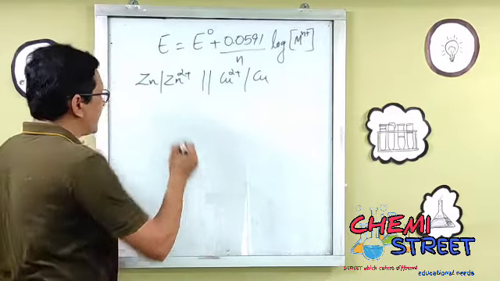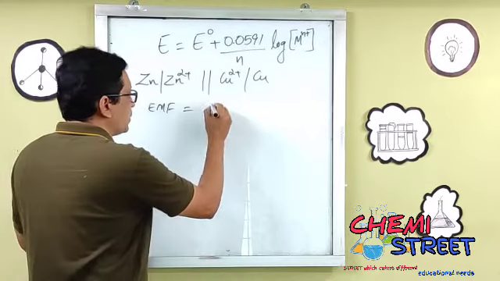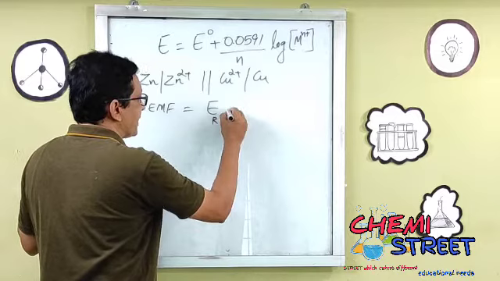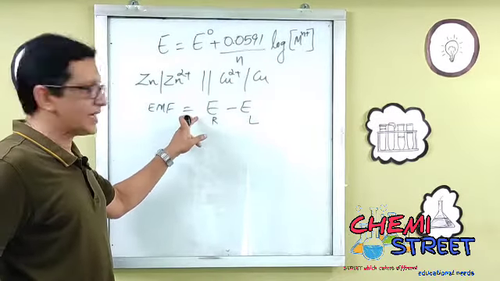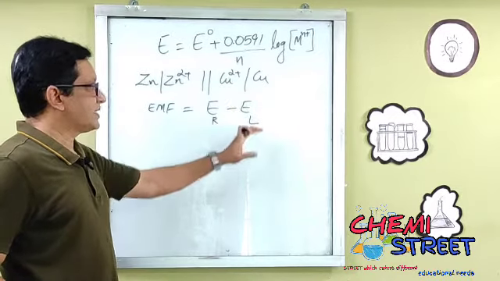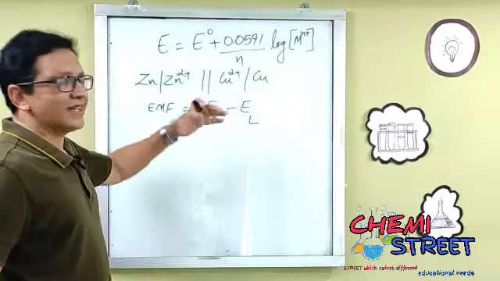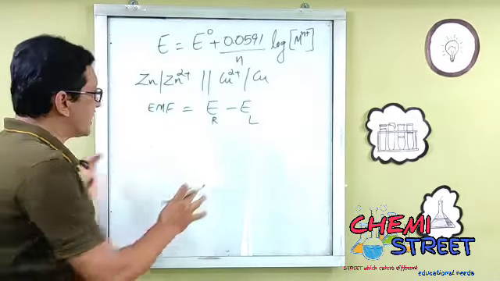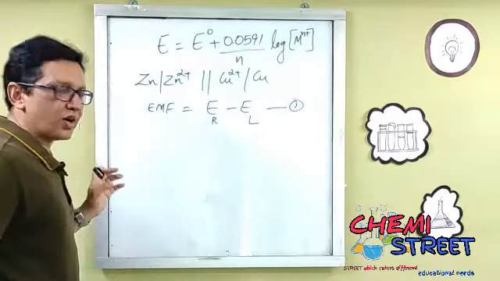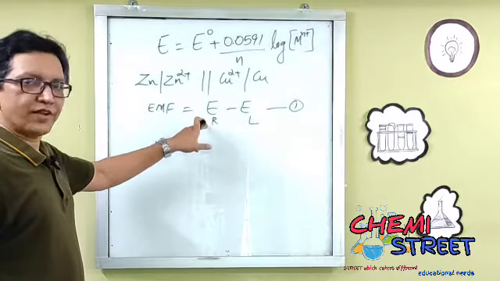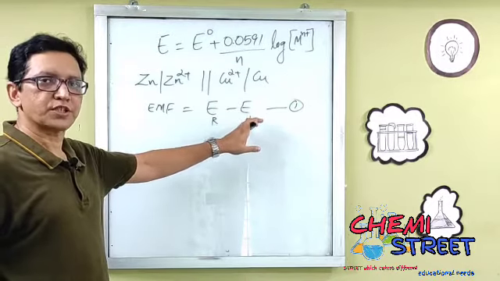What is the EMF of the Daniell cell? We know EMF is equal to E right minus E left. This is the electrode at the right side, that is the cathode, and this is the electrode at the left side. Now we are going to apply the Nernst equation to the Daniell cell, so you have to find out separately. Let us consider this as equation 1. We have to find the electrode potential of the cathode as well as the electrode potential of the anode.